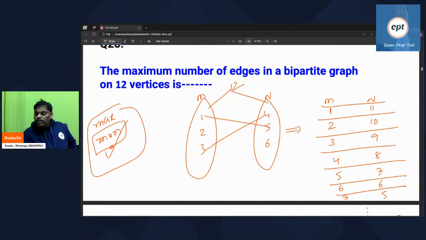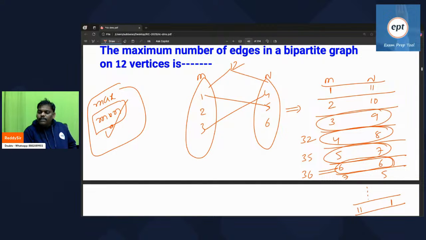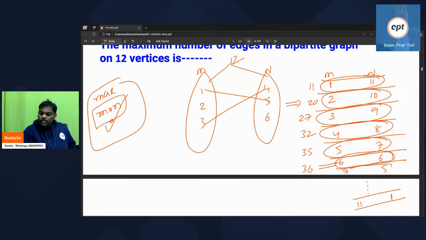If you divide the vertices like this, 6 into 6, 36 edges are possible. If you divide 5 and 7, 35 only. 4 and 8, 32 only. 9 and 3, 27 only. 10 and 2, 20 only. 11 and 1, 11 only. So maximum is 36.